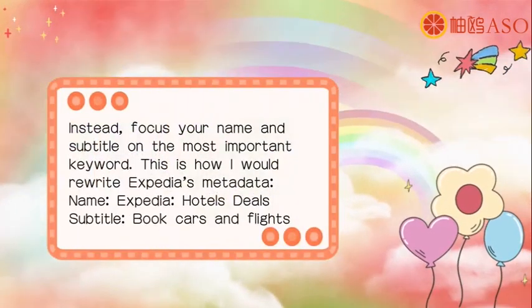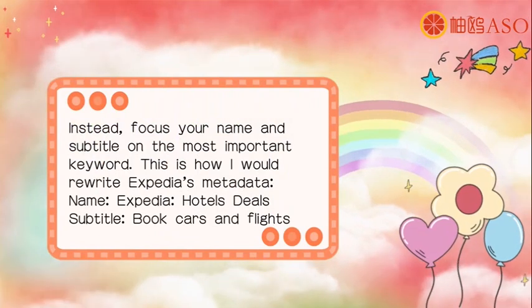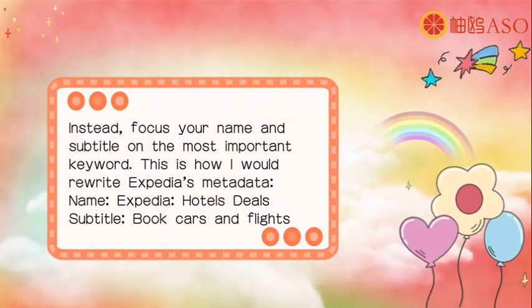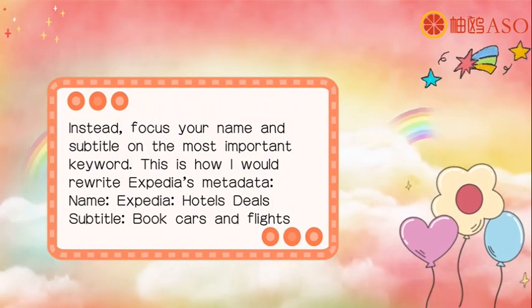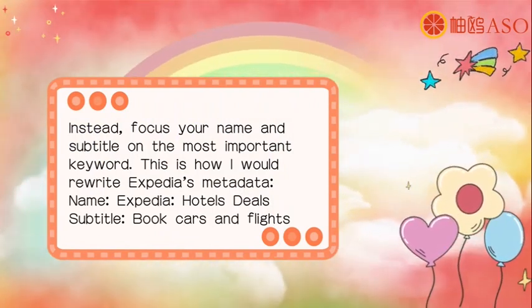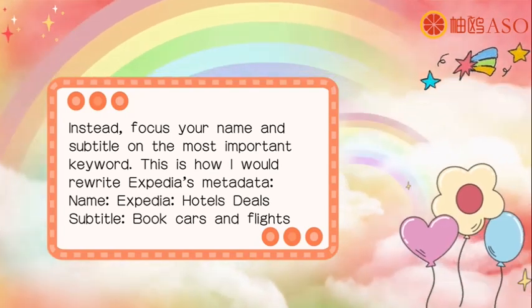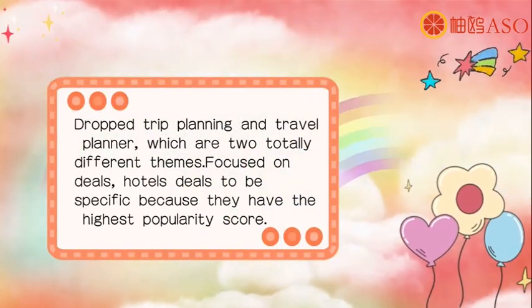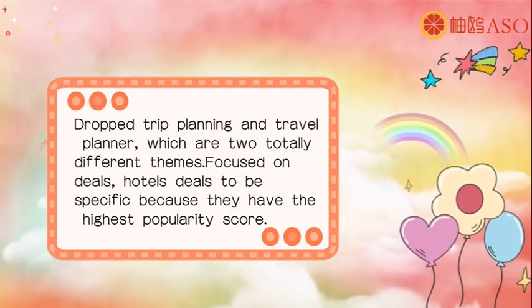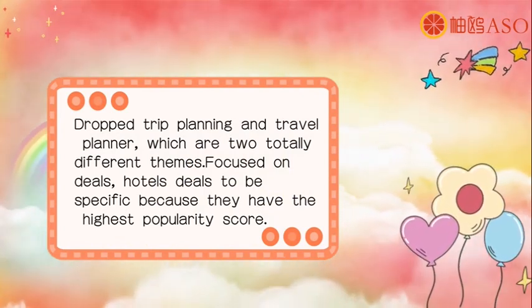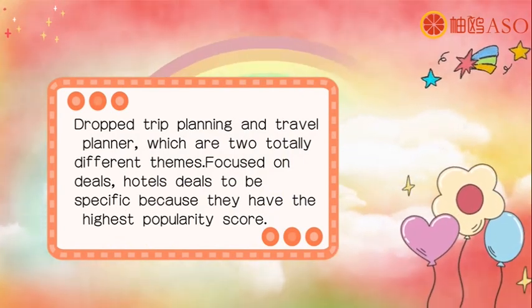Instead, focus your name and subtitle on the most important keyword. This is how I would rewrite Expedia's metadata. Name: Expedia, hotels deals. Subtitle: book cars and flights. Dropped trip planning and travel planner, which are two totally different themes, and focused on deals. Hotels deals to be specific, because they have the highest popularity score.